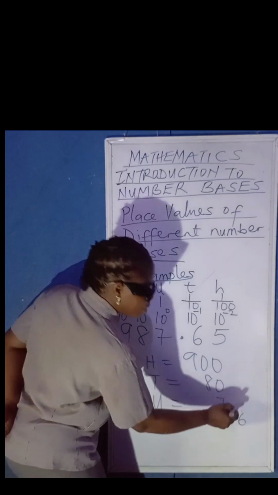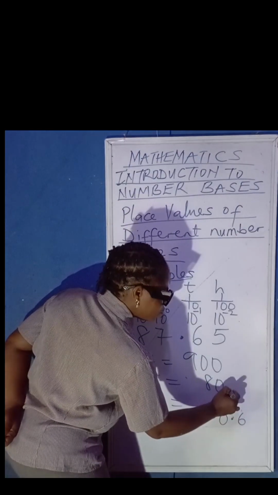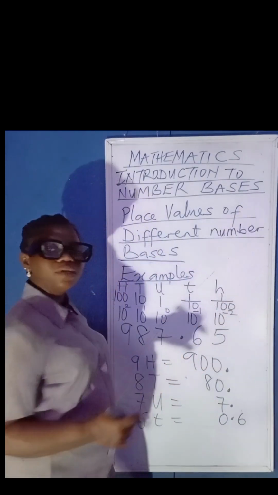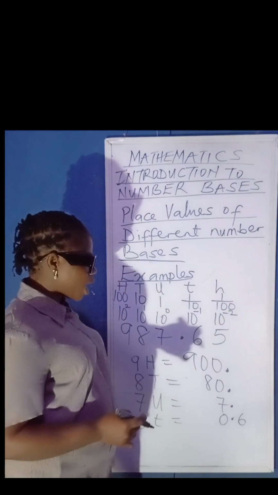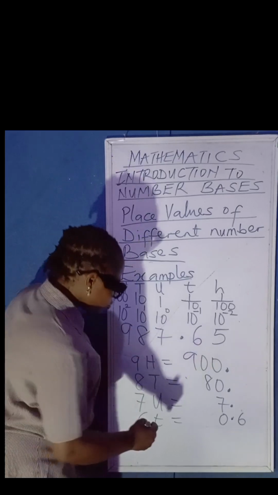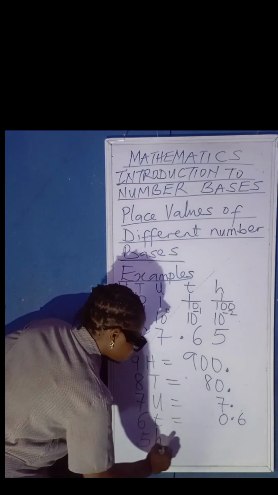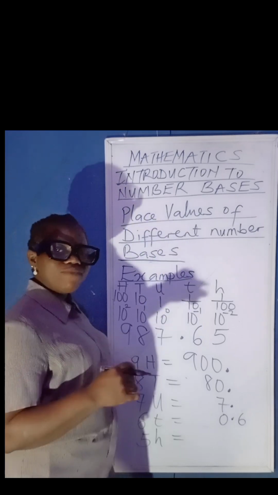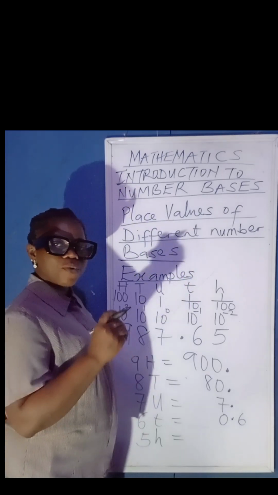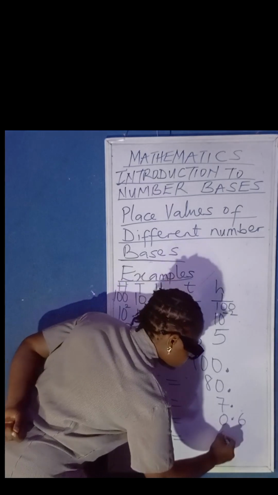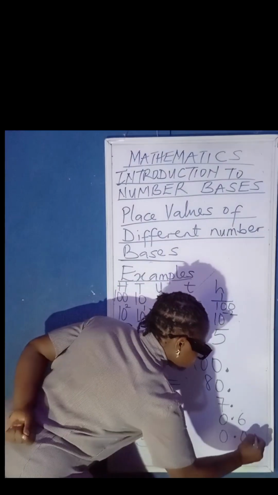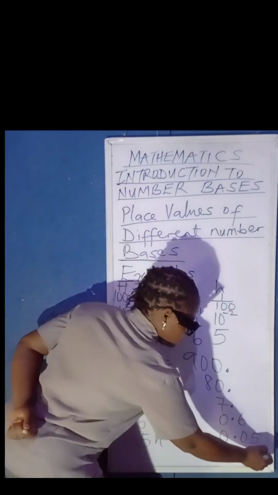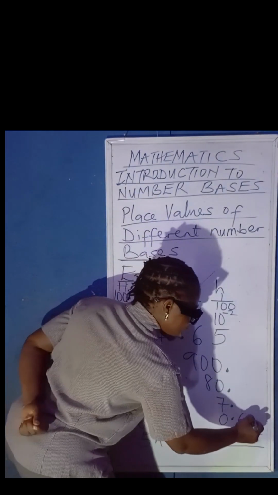All these also have decimal points behind the units. So let's fix the decimal points. And we are going to fill the other spaces with zeros before we add up. This is 5 hundredths. 5 hundredths means 5 divided by 100. 5 divided by 100 is 0.05. So this is 0.05. Let's fill the empty spaces up with zeros. Then we add up.